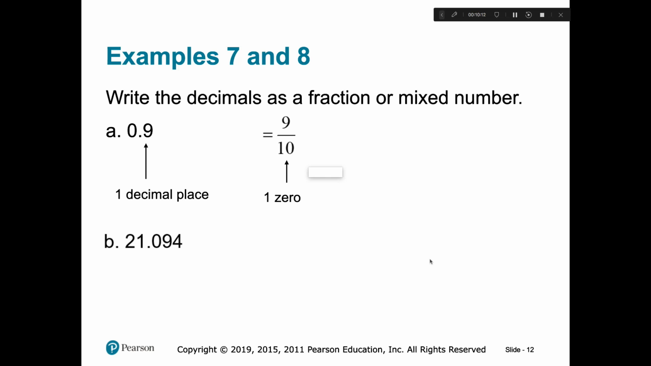The next one, 21 and 94 thousandths. This one is going to be written as a mixed number because I have that whole number in front of my decimal. Okay? My whole number can just stay the same. My 94 can go over 1,000. Can that be reduced? Yes. By what?